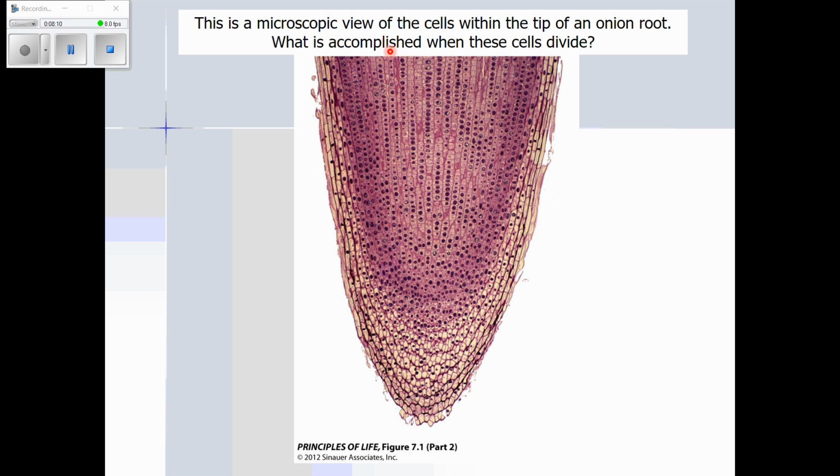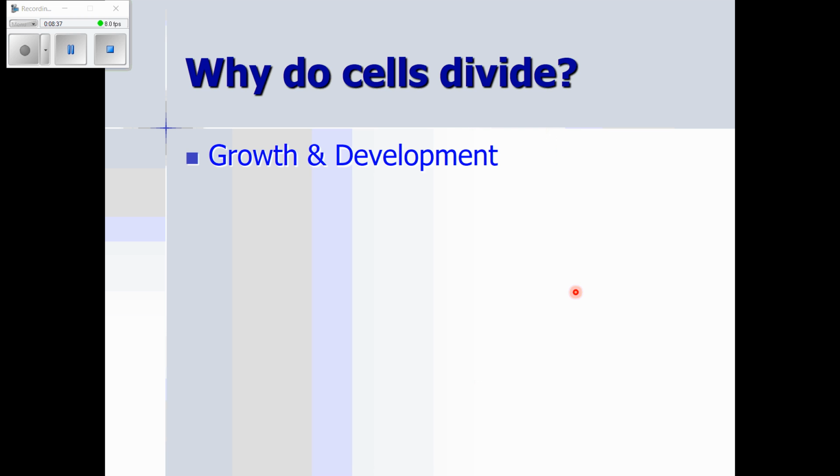So what is accomplished when these cells divide? And of course, what is accomplished is the root is growing longer, it's growing more deeply into the soil. Whenever plants grow, whenever roots grow longer, or the stems and the leaves grow taller, that is accomplished by cell division. So one of the reasons why cells divide is for growth and development. And this is true for your body as well.